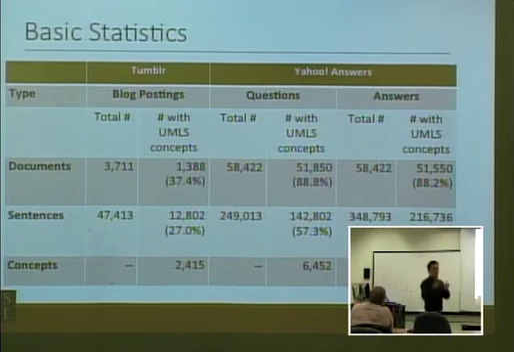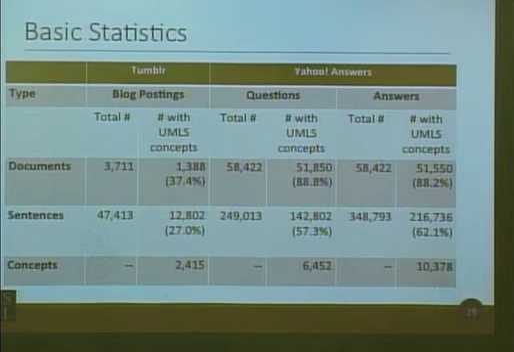And we found that Yahoo Answers questions have much better relevance. About 88% of questions include some UMLS concept, and about 88.2% of answers include at least one UMLS concept. On the sentence level, the results are also similar. Only 27% of sentences in blogs contain a UMLS concept, while 57% and 62% of question and answer sentences contain at least one UMLS concept. So it makes me very suspicious of using blogs, and for my next study I just didn't use social blogs anymore.